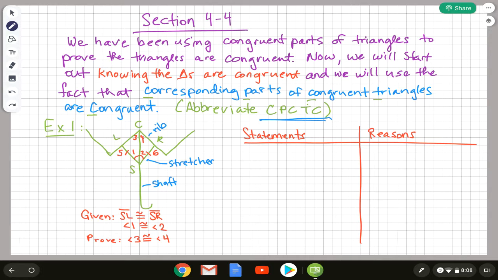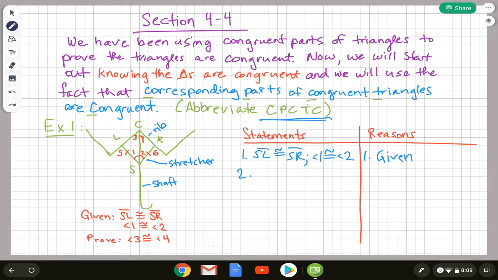Just trying to go straight to that, I don't have enough information. But if I can prove that the triangles SLC and SRC are congruent, then I could say that angle 3 and angle 4 were congruent because they're corresponding parts of those two congruent triangles. So let's start with the first statement, which would always be the given statement. You should never miss that part on the test.